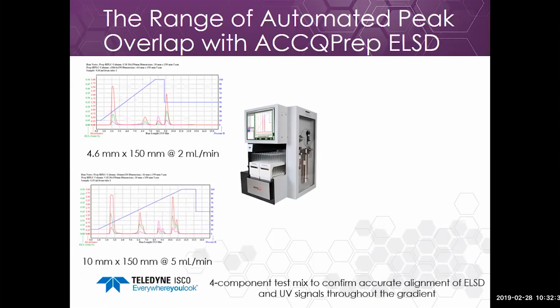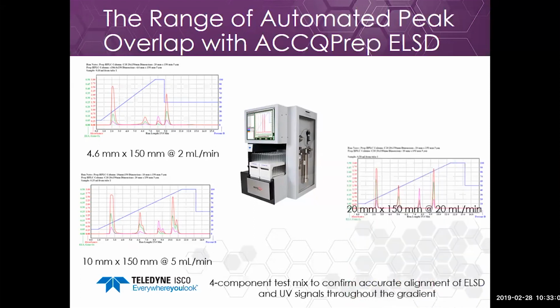We expanded this and looked at the 10 millimeter at 5 mils a minute here, and you see also good peak overlap. This column was starting to behave a little poorly, but you can still see good peak overlap, even though the compound's starting to tail, but you see it both in the UV and the ELSD. So it's a good example that confirms that what's happening in the ELSD path is the same as what's happening in the UV path, and that what we're collecting is going to be accurate.